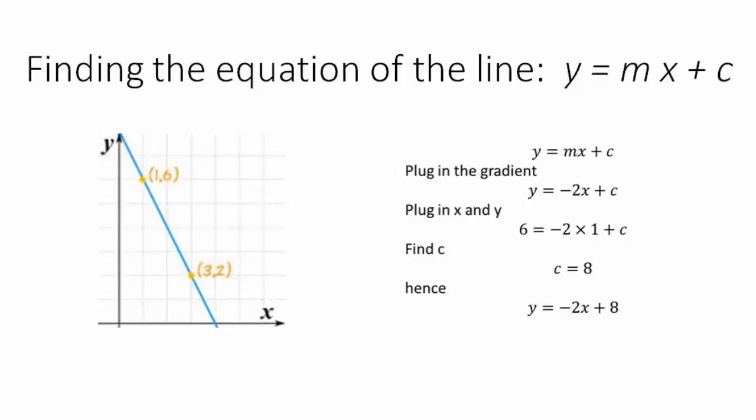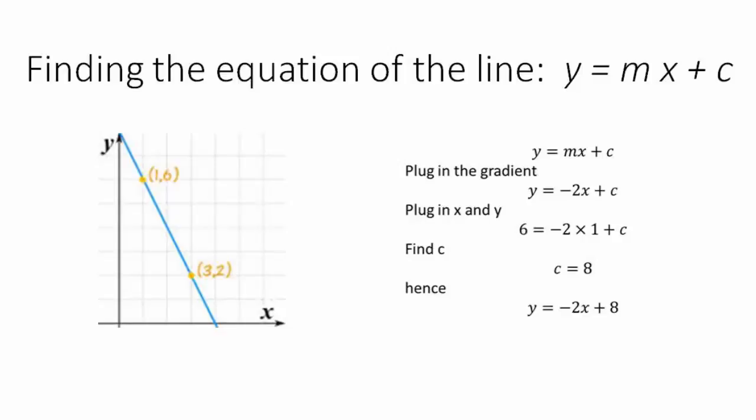Now what I can do is use either coordinate or any other point that I know lies on the line. I can plug that coordinate in and find the value of c. So what I'm going to do is use the coordinate (1, 6). So I'm going to plug in y is 6 when x is 1.